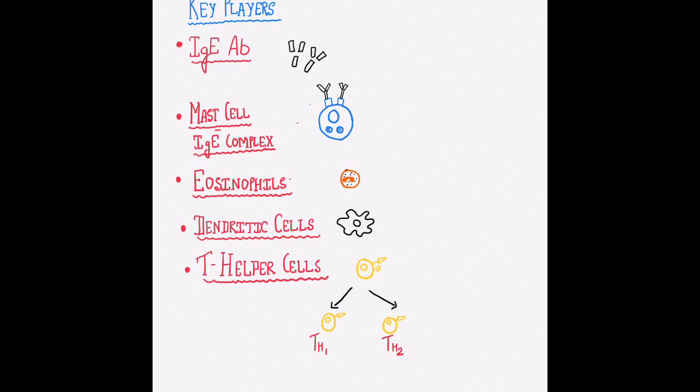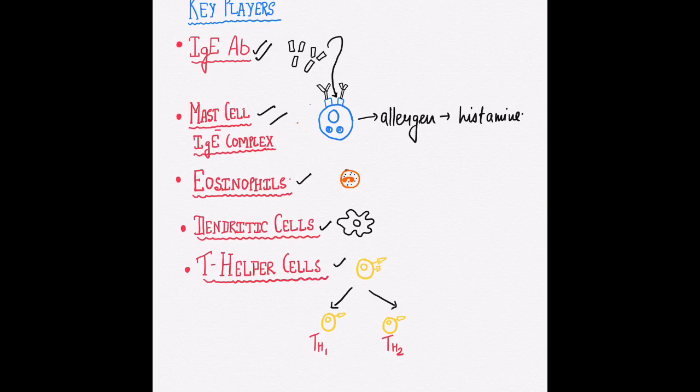Now, before we learn about the pathophysiology of asthma, let us quickly talk about the key players causing it. These key players are IgE antibodies. The IgE antibodies are important as they bind to the receptors present on the mast cell, forming the mast cell IgE complex. This complex is essential as it identifies the allergen and causes massive release of histamine. We will talk about the effects of histamine afterwards when we learn about the pathophysiology of asthma. The other important players in this process are eosinophils, the dendritic cells, and the T helper cells.